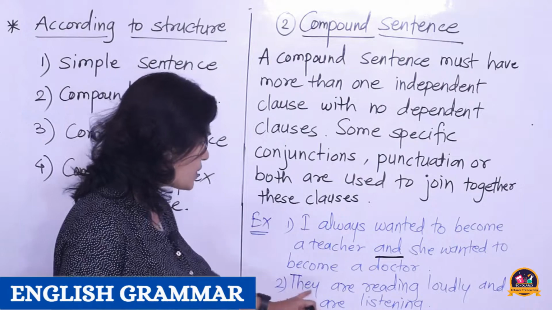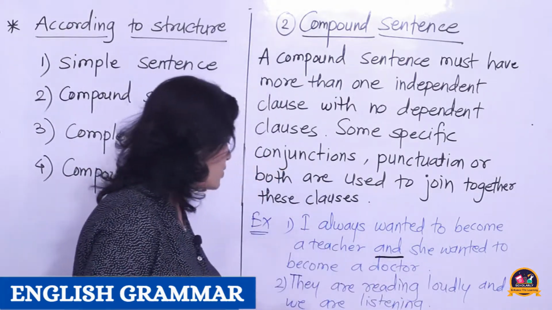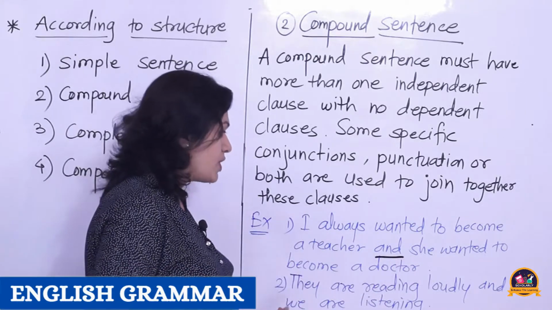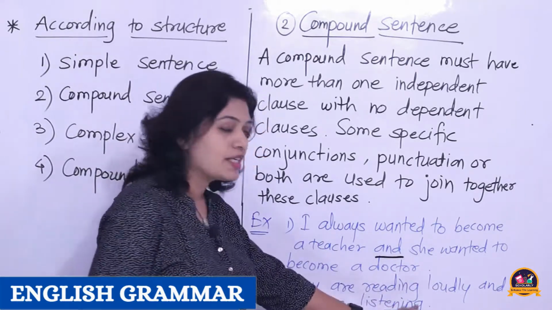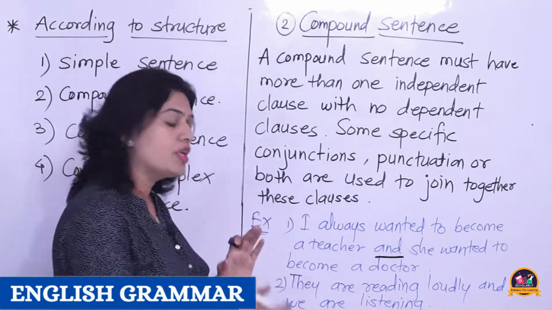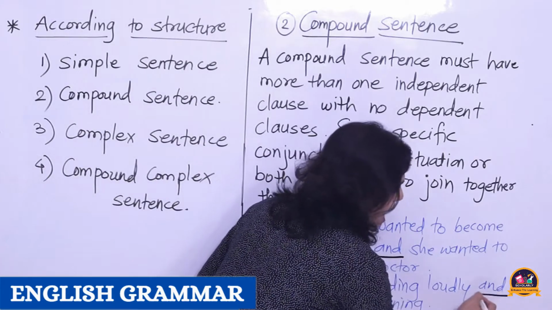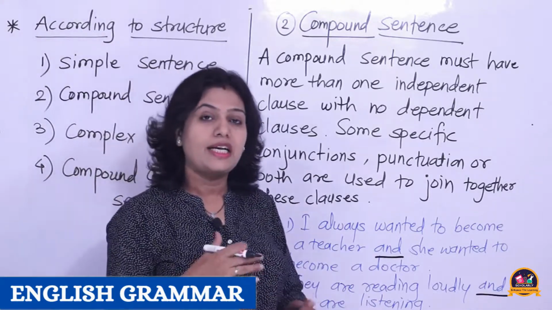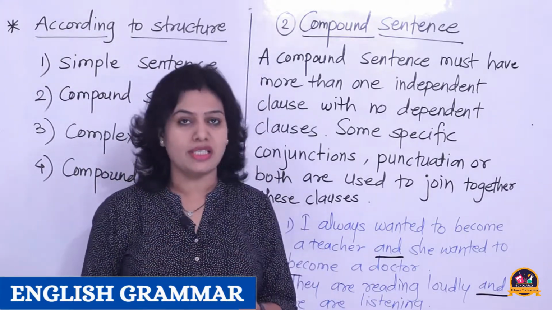And second example, they are reading loudly and we are listening. They are reading loudly is the first sentence. We are listening is the second sentence. Both are joined using this conjunction and. So this is the example of compound sentence. Let's see the third type, that is complex sentence.